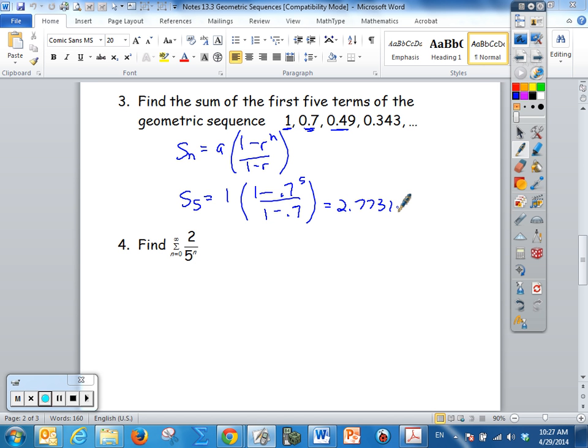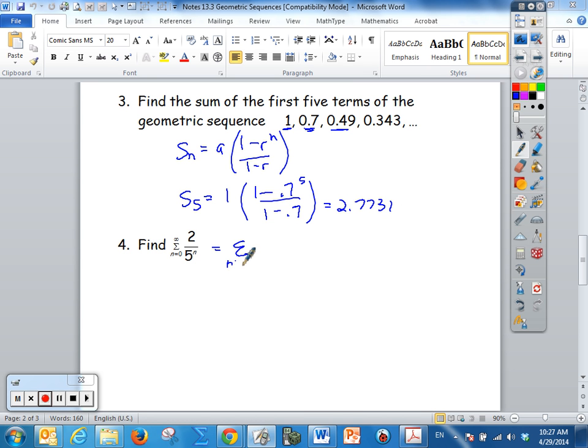All right, number 4 wants us to find that summation. It's infinite. Now, our calculators, we can't put infinity in it, right? We don't have an infinity button. So we've got to think about this. Is this geometric? It's not written very nicely. Let's see if we can rewrite it and make it look more like a geometric.